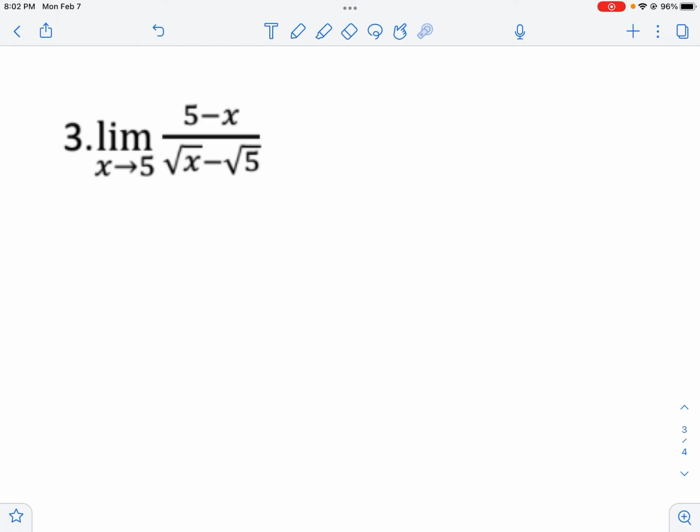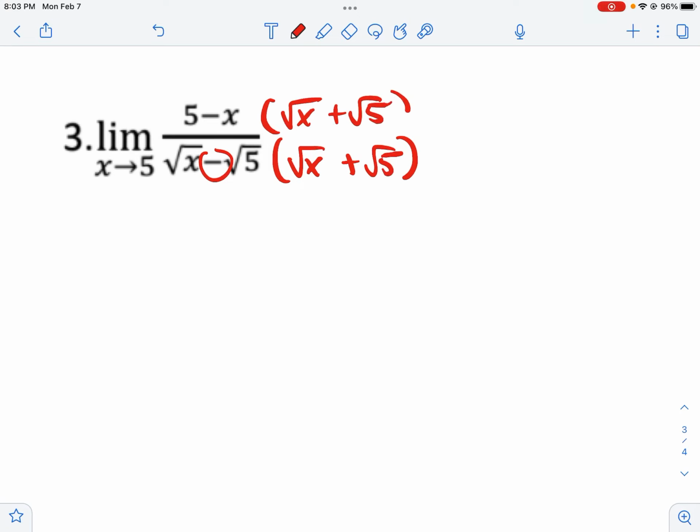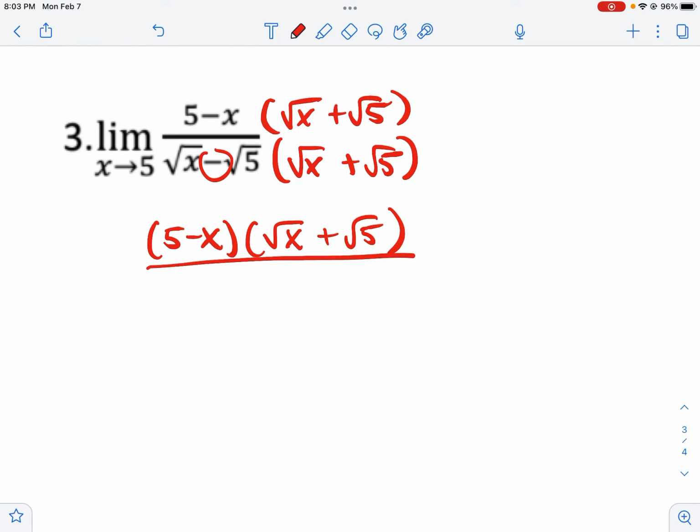Number 3, again, can't do direct substitution because if I put the radical 5 in there, radical 5 minus radical 5 will be 0. So the fraction would be undefined. So I have to multiply the bottom this time. The conjugate's going to be radical x plus radical 5 on top also. The top I'm going to leave in factor form because that's not the conjugates. The bottom with the conjugates, the radical x times radical x is just x, minus radical 5 times positive radical 5 is minus 5.